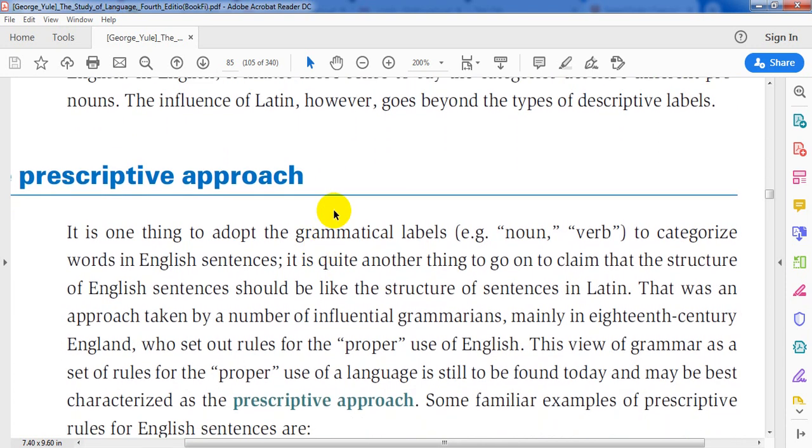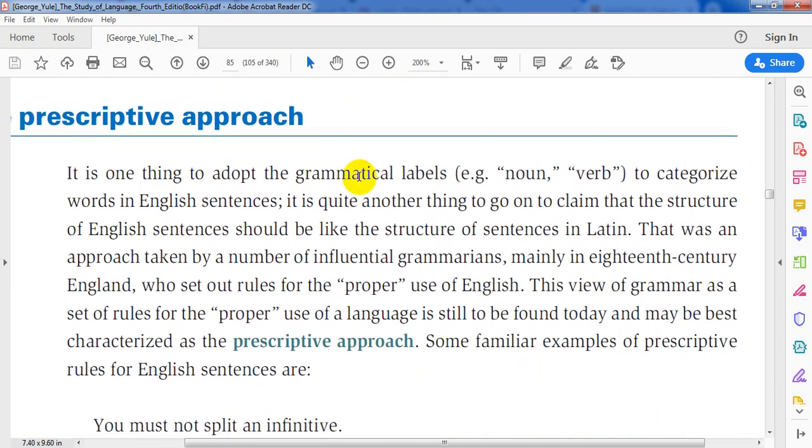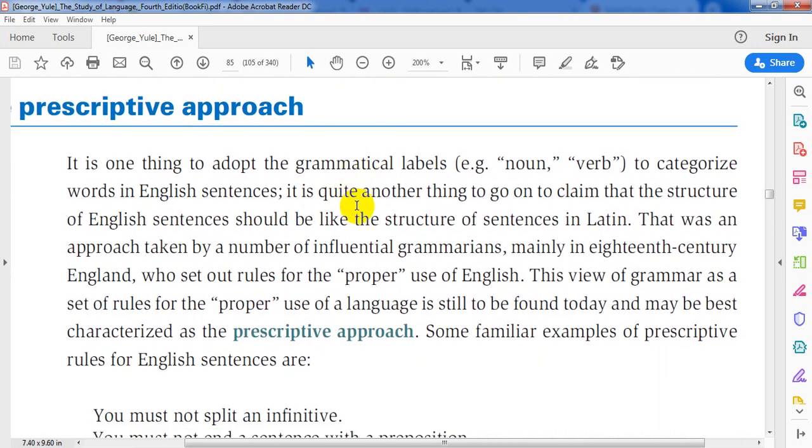What's meant by the prescriptive approach in English? It is setting some strict rules, and every learner of English, including native speakers, indigenous speakers of the same language, should follow those rules strictly. They should not violate those rules. This is what's meant by prescriptive.